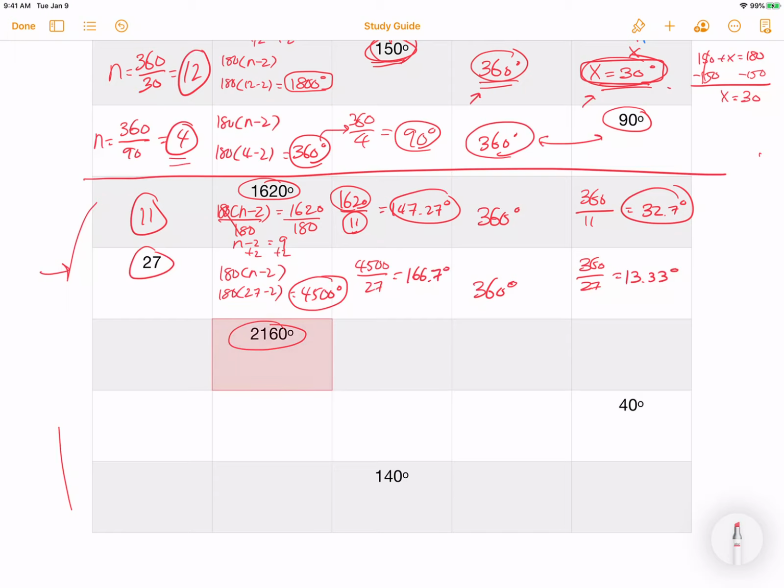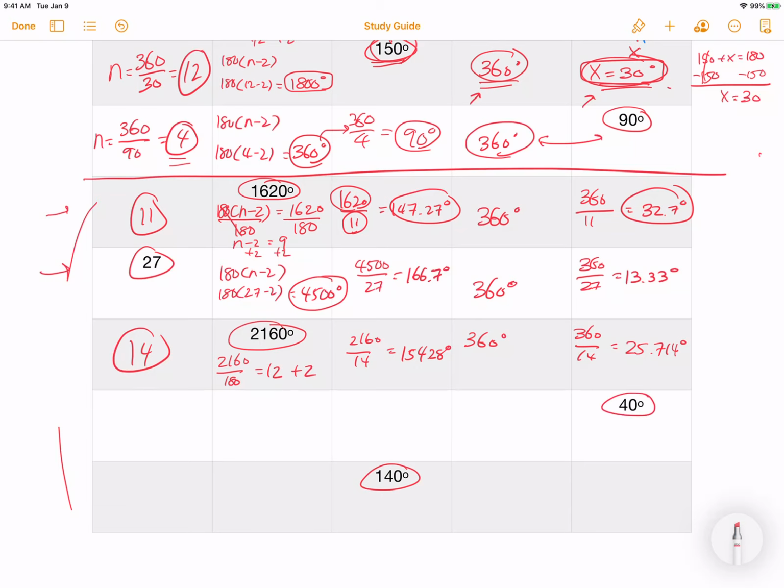2160, you're solving it exactly the same way as the very first question we did. We're going to first divide this by 180. 2160 divided by 180 gives me 12. And then you're going to add 2 to it, which gives me 14. Now I'm going to take 2160 divided by 14. This is 360. So it's 360 divided by 14 for this one as well. My final answer, 154.28 degrees. 25.714 degrees.